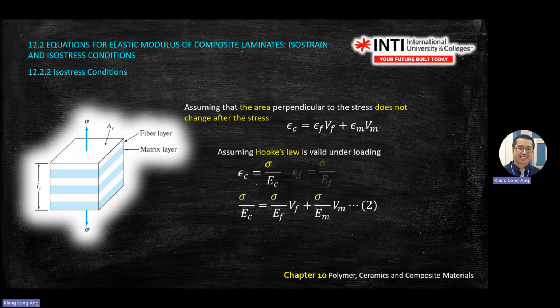So using Hooke's law, you rewrite this equation, right? So when it's isostress, you use another equation. When isostress, you are using EC equals EF VF plus strain matrix, volume matrix. Okay, but if you want to remember the proper one, there is VC here, but VC equals 1. Okay, this is 1.